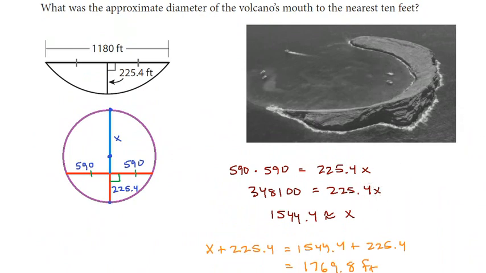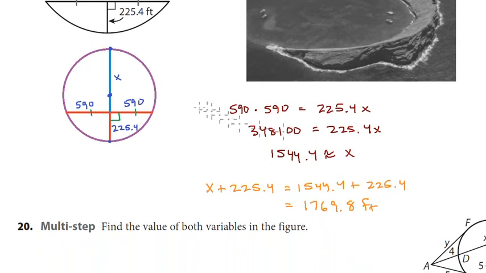So hopefully that helps you see another property that you may not have known. This chord must go through the diameter. So if we find x, we can find the diameter of that circle.